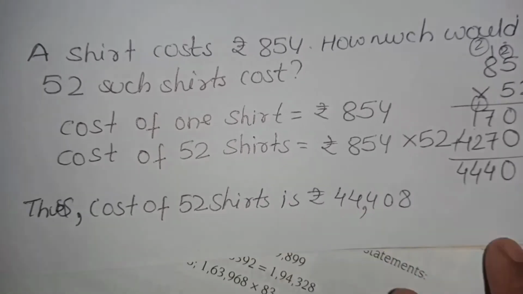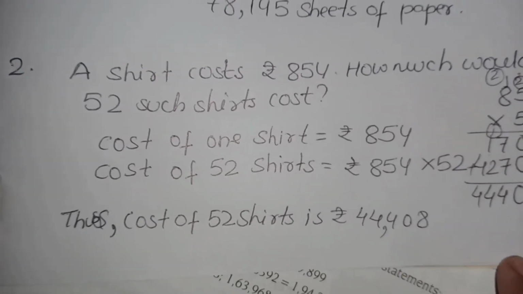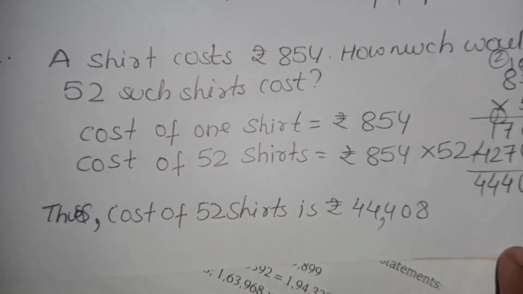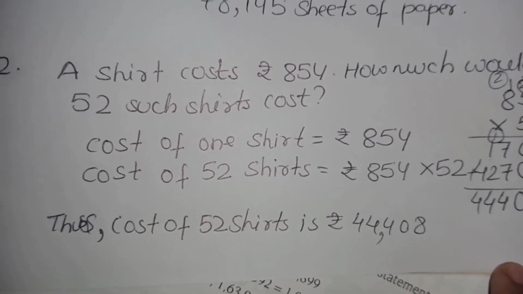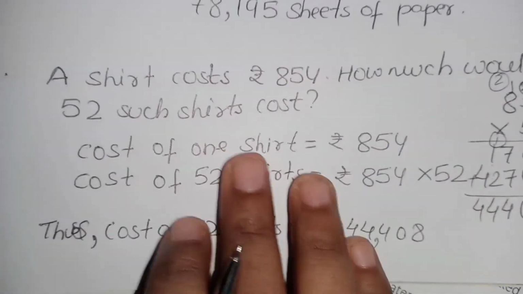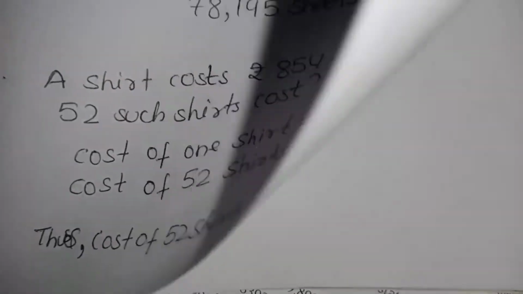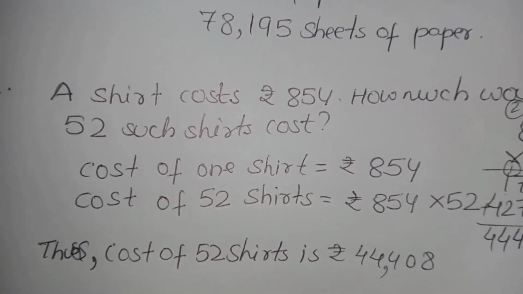Okay, so done. And now let's move to question number 3. It is easy now. If they give you the cost of one thing and they are asking for many, you multiply it. And one by one you write what they have given you. So now let's move to question number 3.